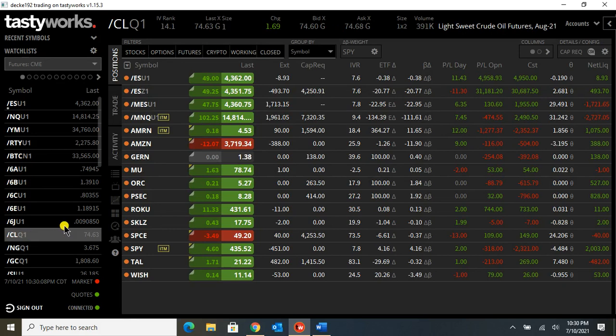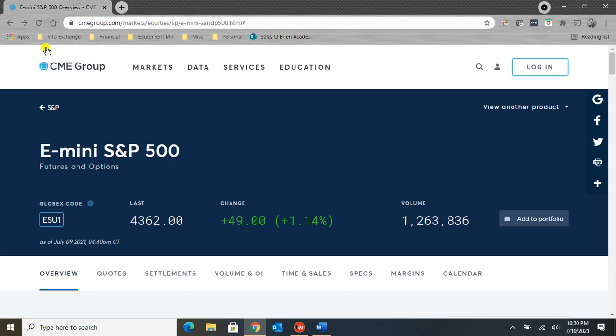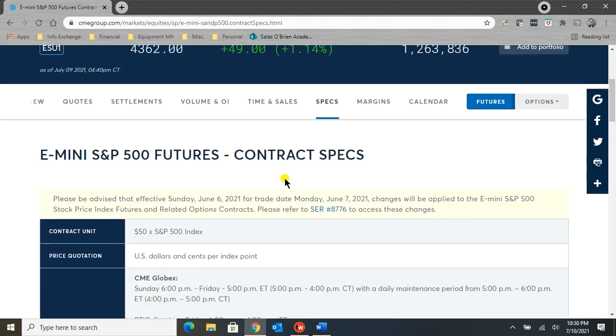We'll go back to the crude oil future here in the option chain. The next thing I'm going to touch on, probably the most important complexity with futures, has to do with the notional value, the tick size, and the multiplier. So if you're not sure on a particular product, you can go online to the CME Group website and you can find all the information you want on a particular product. So if you're not sure, check this out.